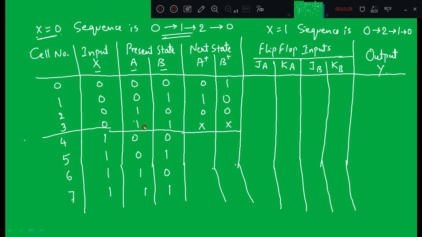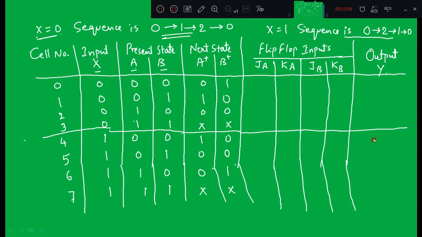Similarly, when x is equal to 1, you check this sequence. Initial value is 0. After 0 we have 2, that is 1 0. After 1 we have 0. After 2 we have 1, and there is again no state 3, so we'll take don't care for next state for 3, right? So I hope you understood how to fill out the next state table, right?